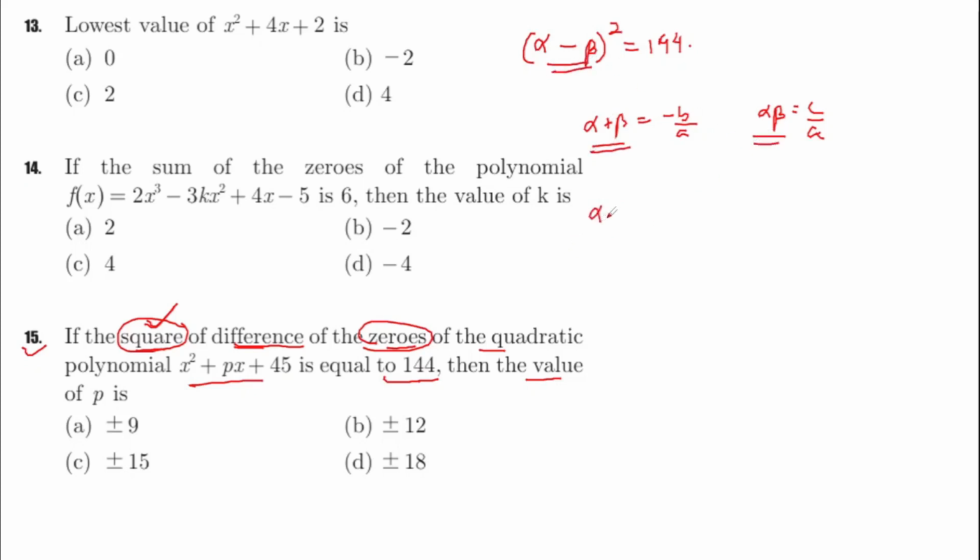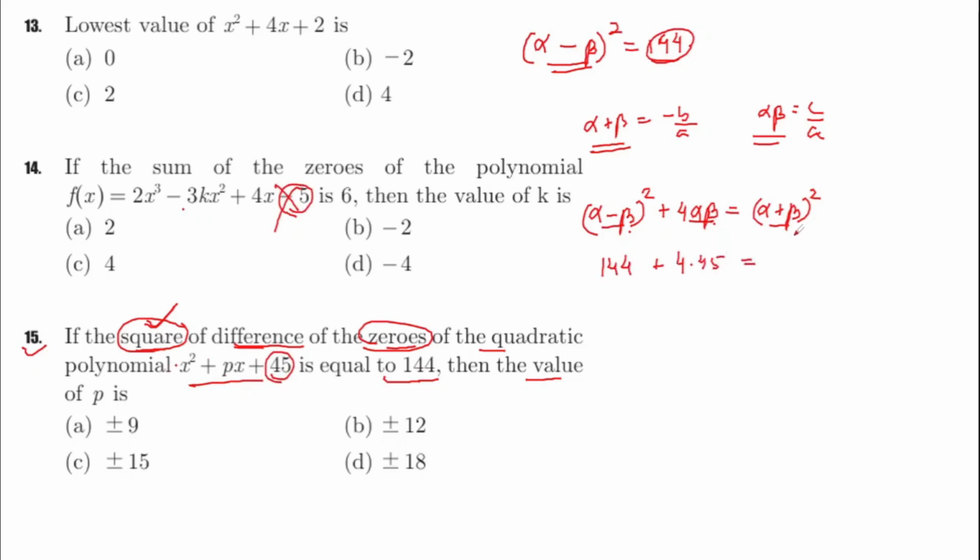(Alpha minus beta) whole square plus 4 alpha beta gives you (alpha plus beta) whole square. Now in place of all these terms, put the values given to you. (Alpha minus beta) whole square is 144, plus 4 into alpha beta, which is c by a. So c is 45 and a is 1. So this will give you 4 into 45.